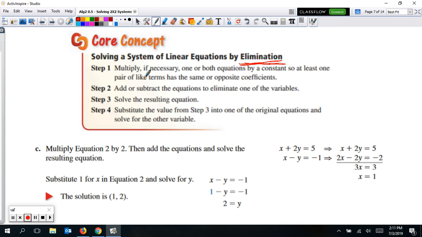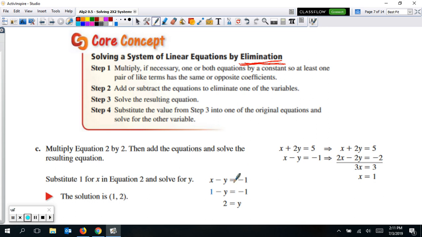And then once you have your opposites, you're going to go ahead and add or subtract the equations to eliminate one of the variables. Usually I just add them together. You combine the like terms in that case. As long as they're opposite signs, you can just go ahead and combine them by adding. And then you'll solve the resulting equation. You should only have one variable left at that point. And this last step is the same last step as our substitution one. We take that answer we got, and we substitute it back in to find the other variable.